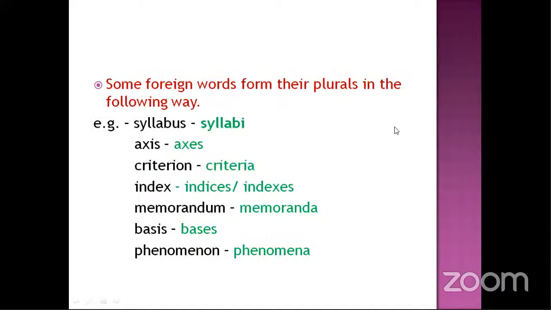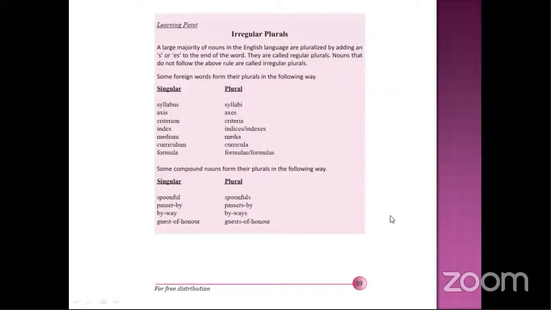And next we talked about foreign words: syllabus, syllabi, axis, axes, criterion, criteria, index, indexes or indices, memorandum, memoranda, basis, bases, phenomenon, phenomena.